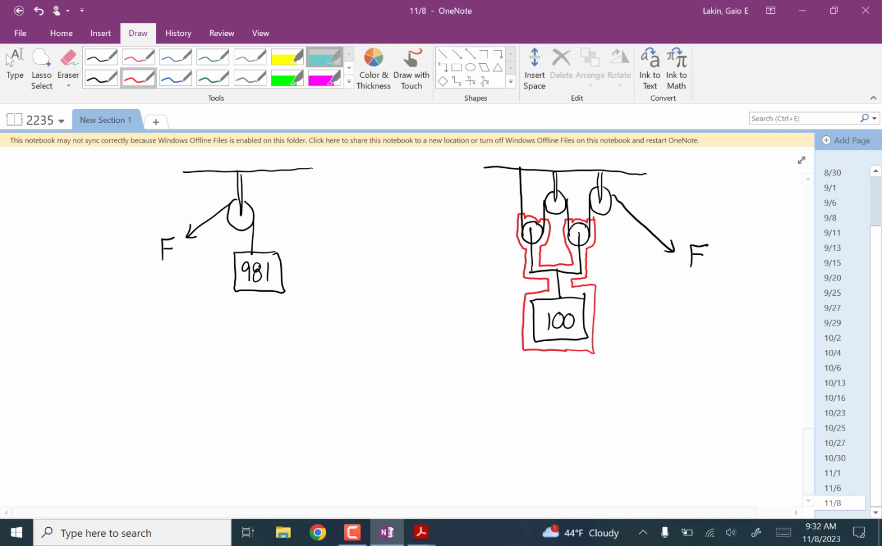So as you divide the force by 2, you multiply the distance by 2. Remember work? Force times distance. Yeah, so whatever you divide the force by, you have to multiply the distance by.